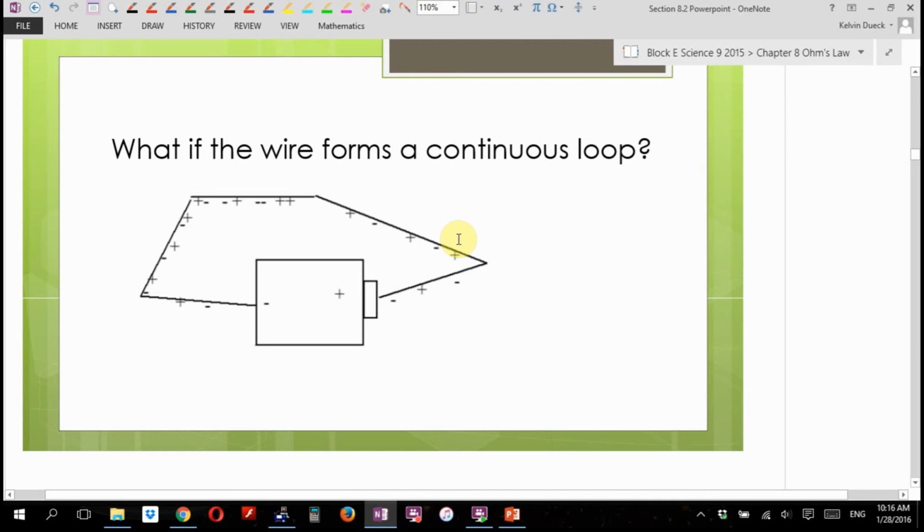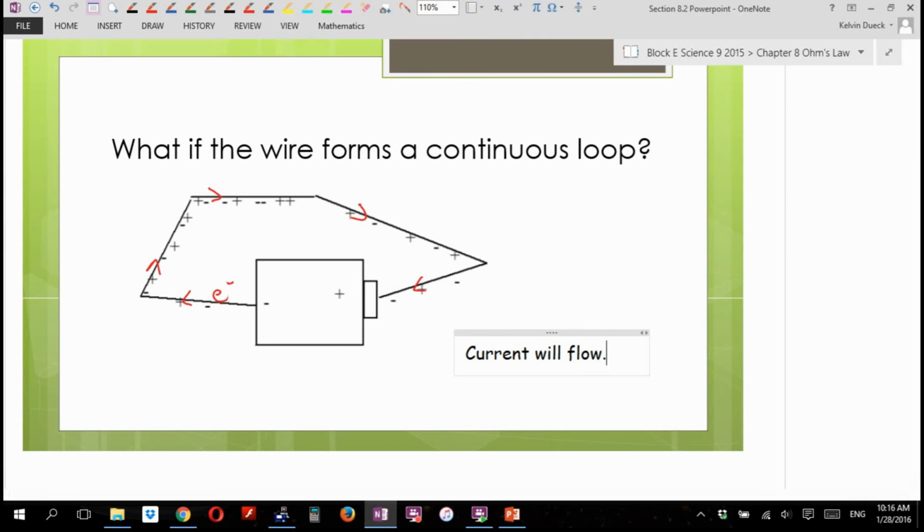Now, this is actually a really bad circuit. We'll talk about why in a second. But you're going to have electrons flowing, flowing, flowing. And when electrons flow, we have a name for that. Current is the flow of charge. Since we're talking about electrons, current is really the flow of electrons. But this is a bad circuit. We'll talk about why in just a second.